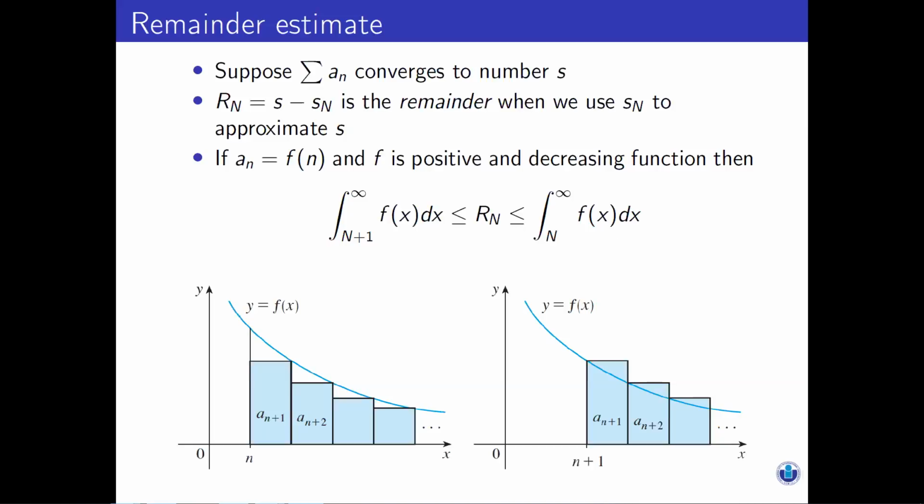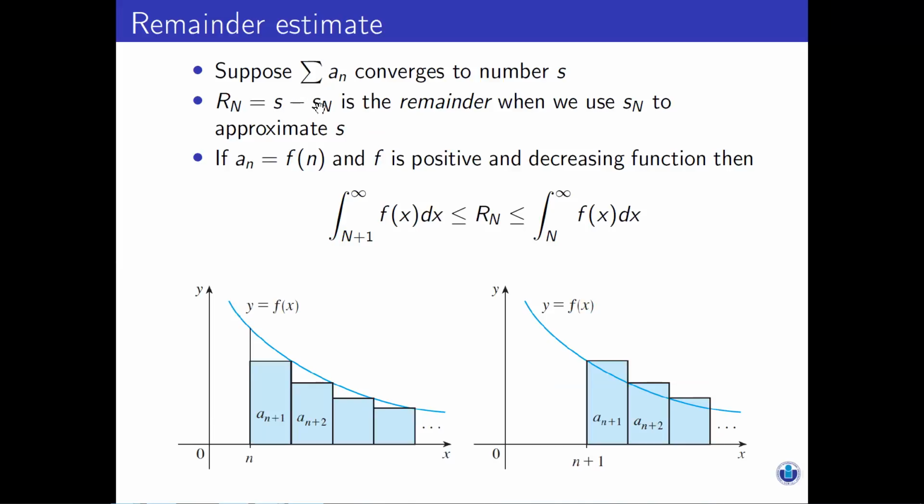So let's talk about this remainder estimate. What it means by the remainder is that if you know that this series converges, for example, in our case, via the integral test, you compute it and you see that it converges, so you conclude that the series converges.